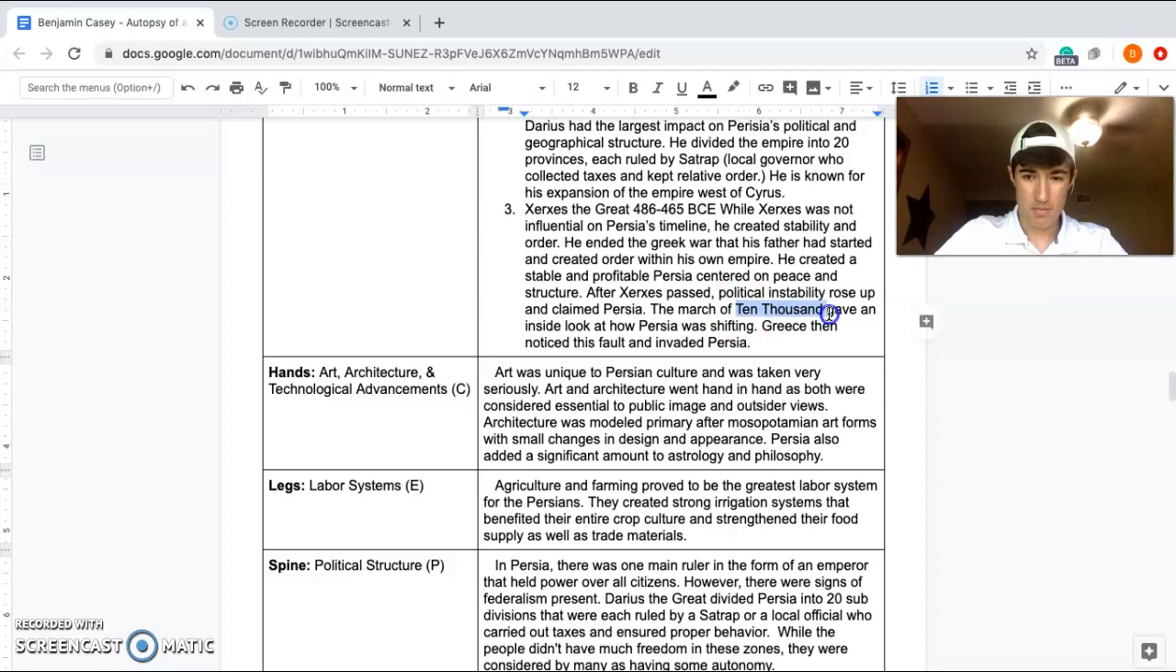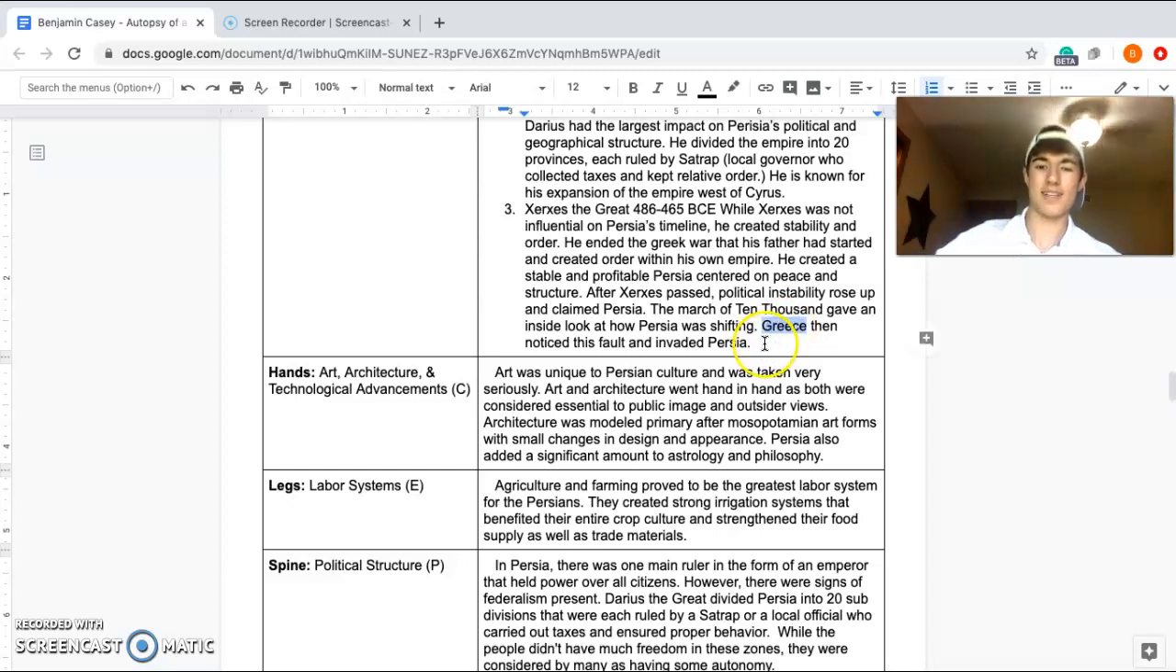There was a big event called the March of 10,000. And that was where you had thousands of people march on Persia, its own citizens. And it just gave an inside look of how Persia was shifting. Because just a couple of years ago, with Xerxes and Darius and Cyrus, Persia was peaceful, Persia was prosperous, and its citizens were happy. And with the passing of Xerxes, it had all gone down the drain.